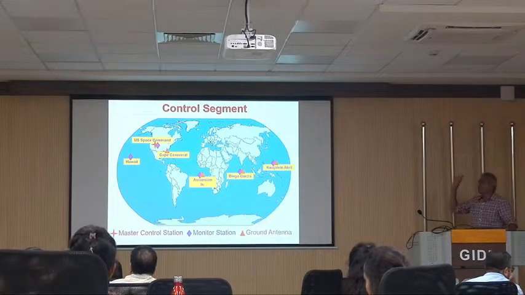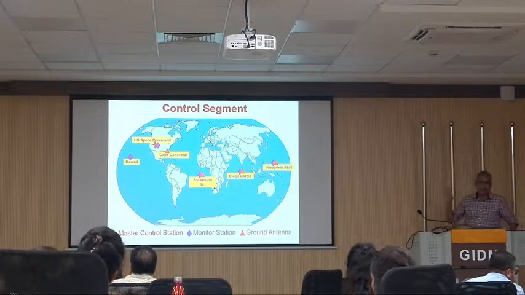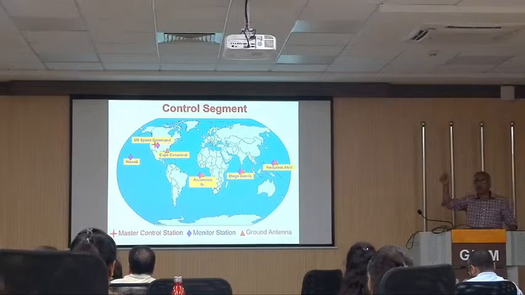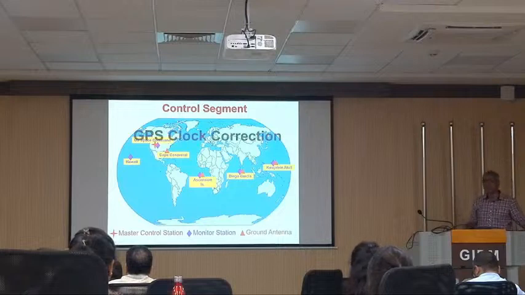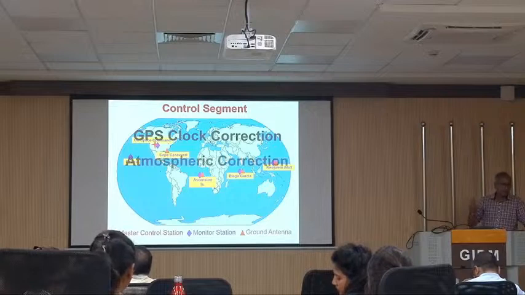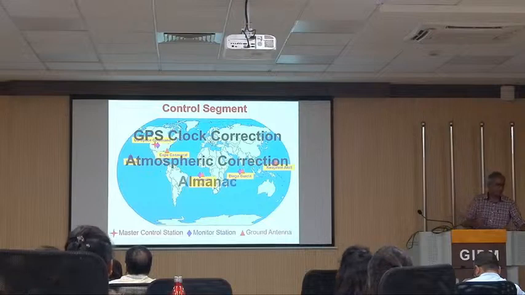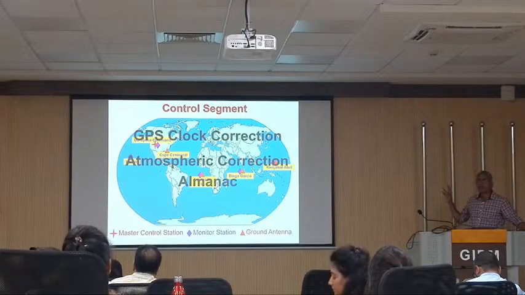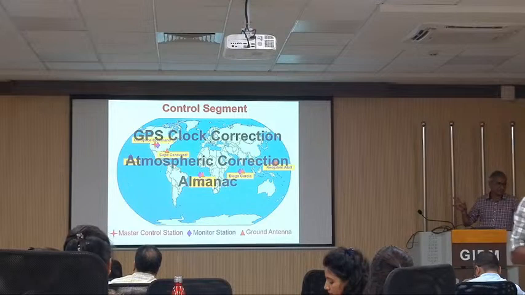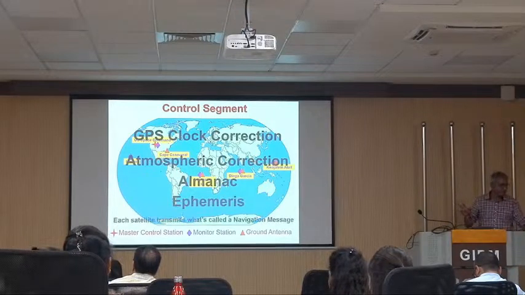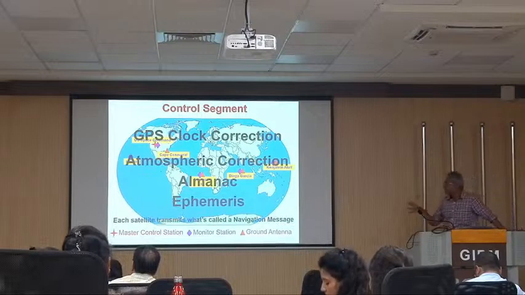Okay, so there are 4 things that you need to understand while using a DGPS system. One is your clock correction. Second would be your atmospheric correction. Third would be your almanac correction. Fourth would be your ephemeris correction. Right? 4 corrections are usually taken. Now what does it mean?